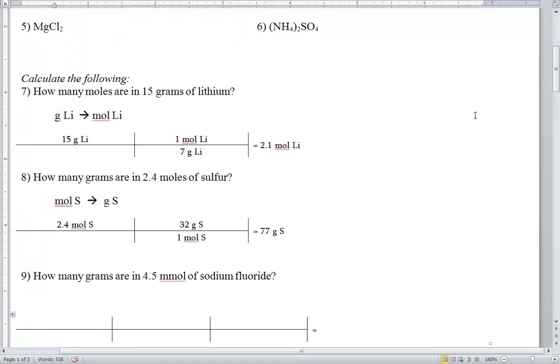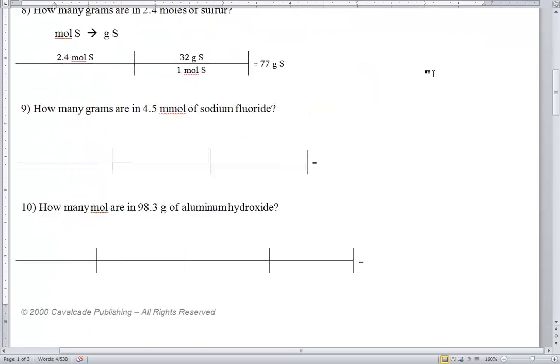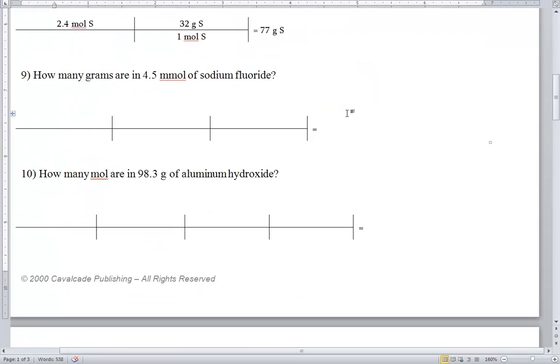Now, look back here at the definition of molar mass. It is mass in grams correlated to 1 mole. Not millimole, not kilomoles, just 1 mole. As a result, if you read this problem, it says how many grams, we want to end up at grams, and we're given 4.5 millimoles. Therefore, my start is millimoles. But I can't convert straight to grams. Let's actually change that guy to a little m because a big M is mega.